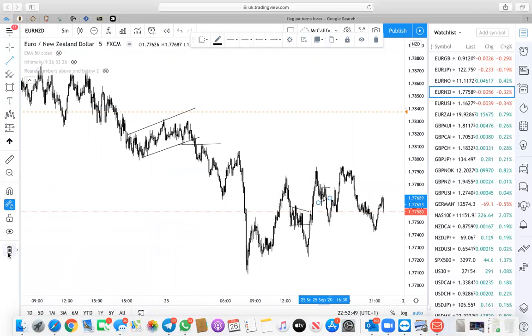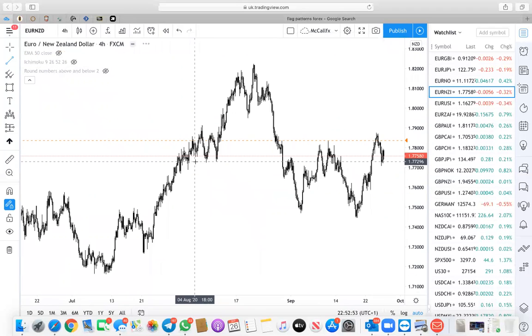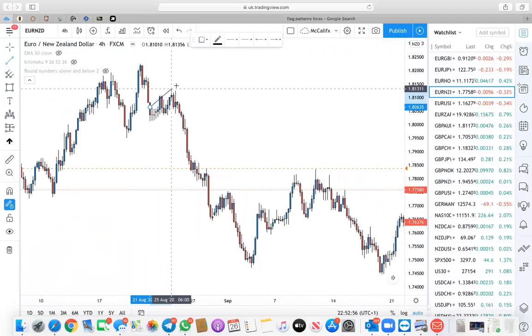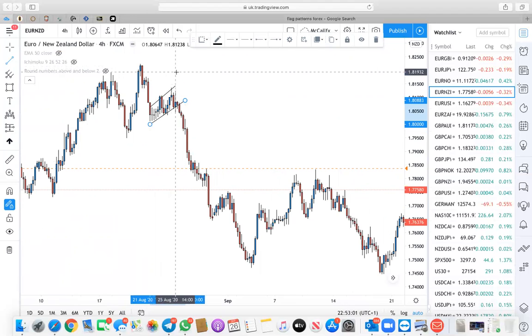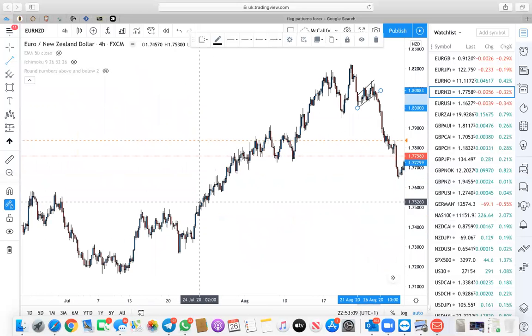Let me use a higher time frame and see if I can find one. So price went down, right? I'm seeing this brief consolidation. So if price should break up, then I'm taking a buy trade. But since price broke down, then I'm taking my sell. Same with this.